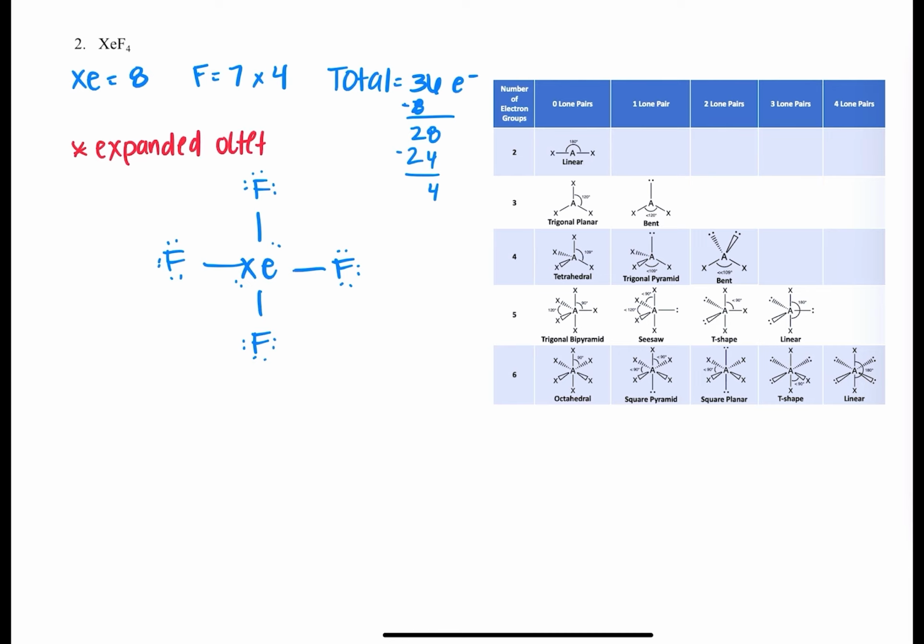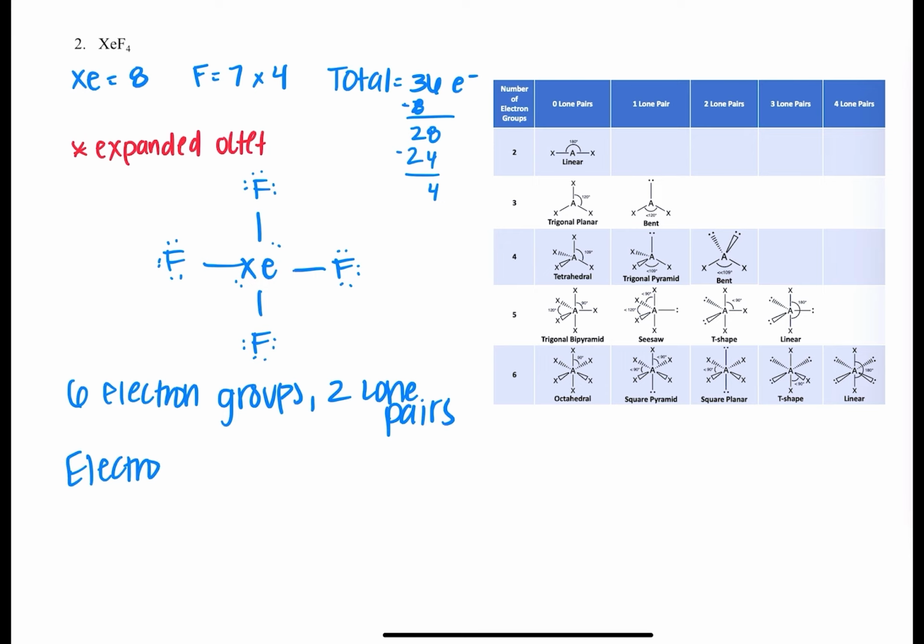And then in regards to our electron groups, we have to count those lone pairs. So there are a total of 6 electron groups, 4 bonds and 2 lone pairs. So that means our electron domain geometry is the total number of electron groups. So we have 6 here, so that's going to be our octahedral.